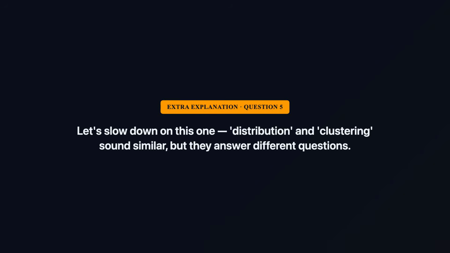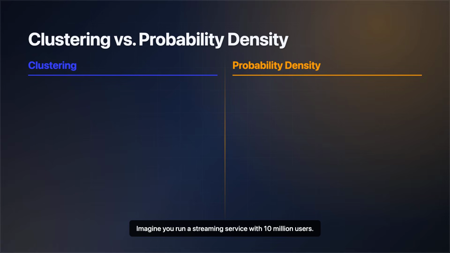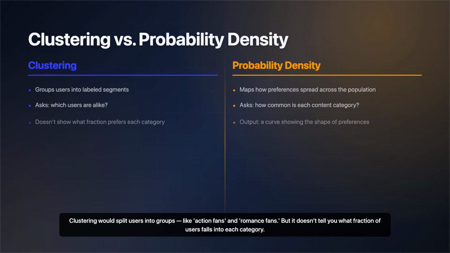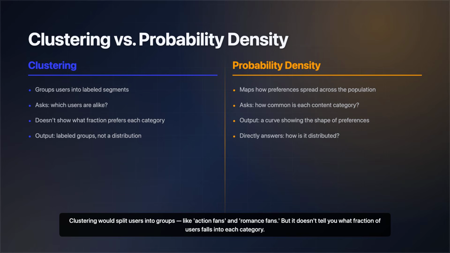Let's slow down on this one. Distribution and clustering sound similar, but they answer different questions. Imagine you run a streaming service with 10 million users. You want to know, are most people into action movies, or is drama more popular? That's a distribution question. You want to see the shape of preferences across your whole user base. Clustering would split users into groups, like action fans and romance fans. But it doesn't tell you what fraction of users falls into each category.